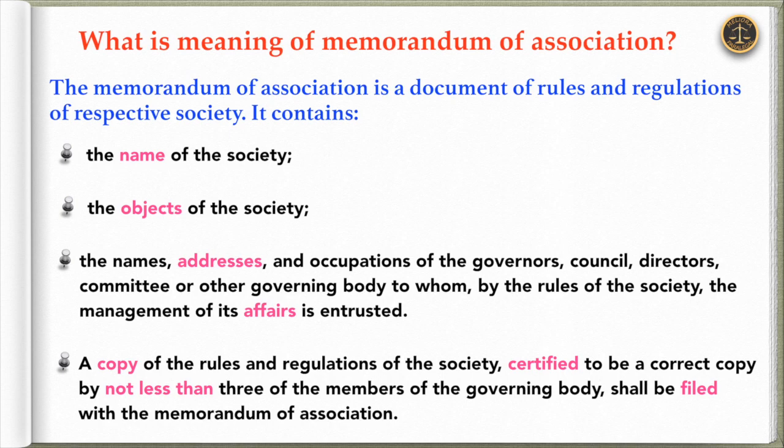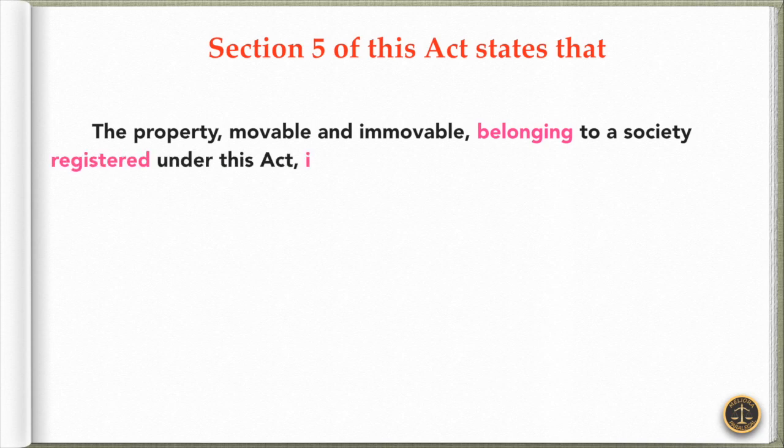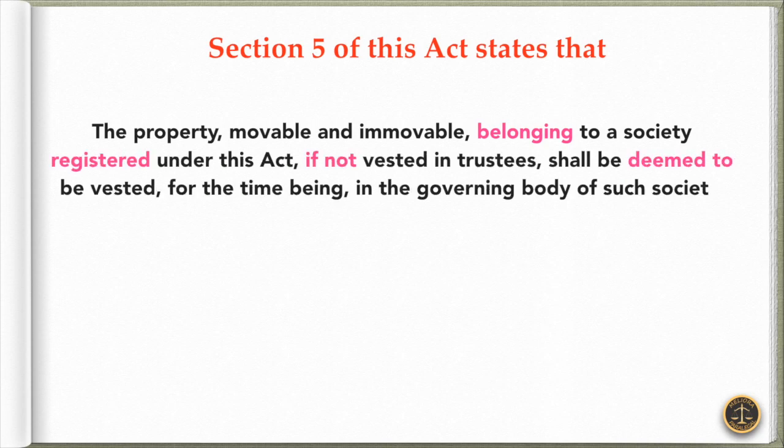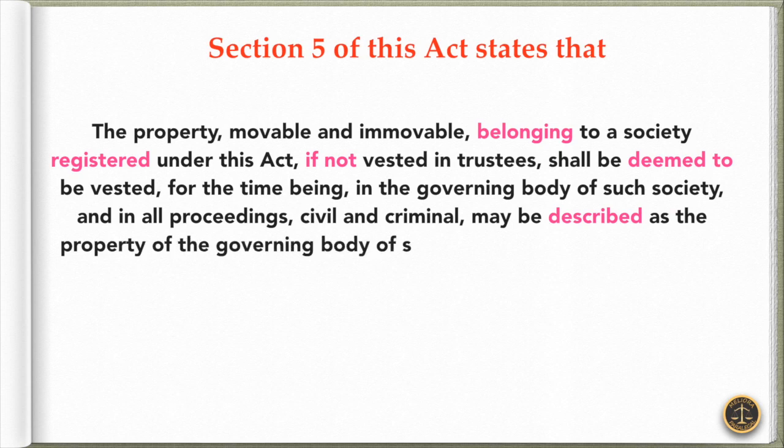Further, Section 5 of this Act states that the property, movable and immovable, belonging to a society registered under this Act, if not vested in trustees, shall be deemed to be vested for the time being in the governing body of such society, and in all proceedings, civil and criminal, may be described as the property of the governing body of such society by their proper title.